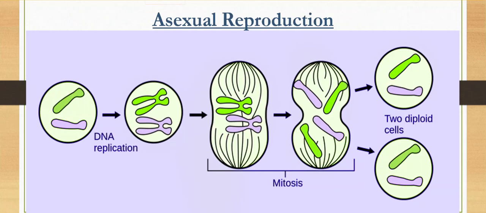Let's understand asexual reproduction. Asexual reproduction generates offspring that are genetically identical to a single parent. Asexual reproduction only needs one parent. All the offspring are genetically identical to each other and their parent. They are clones. In this kind of reproduction, only one type of cell is involved.